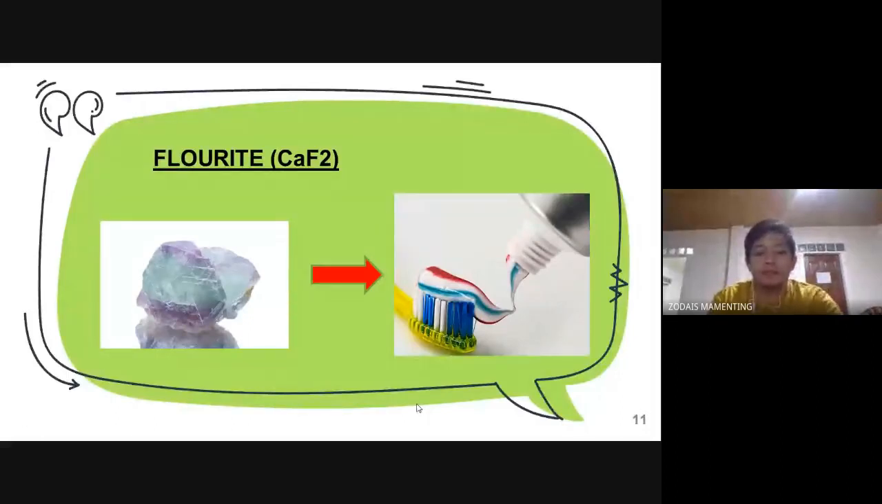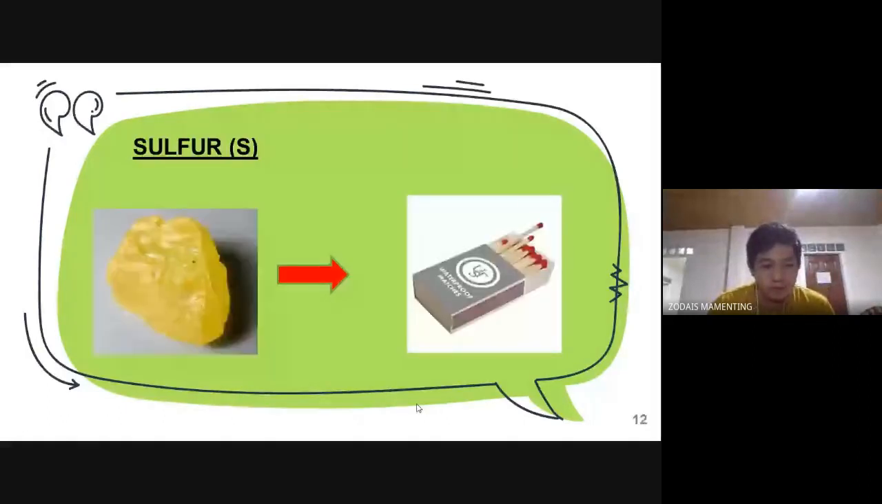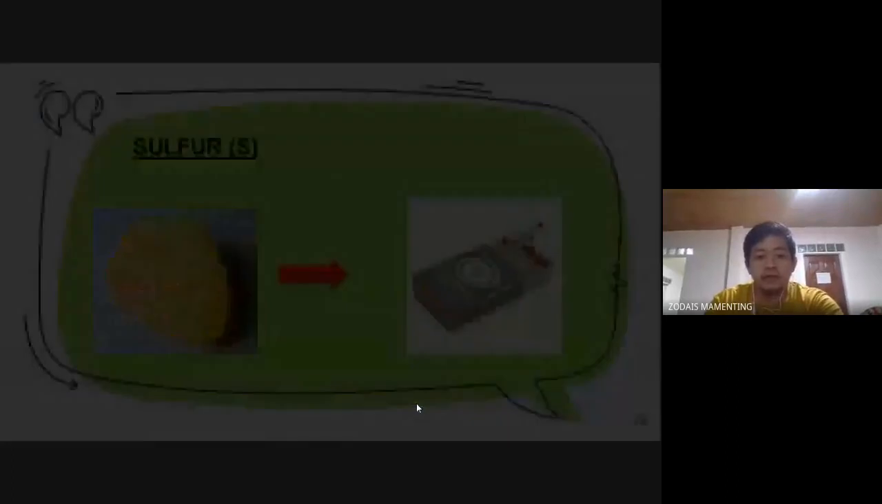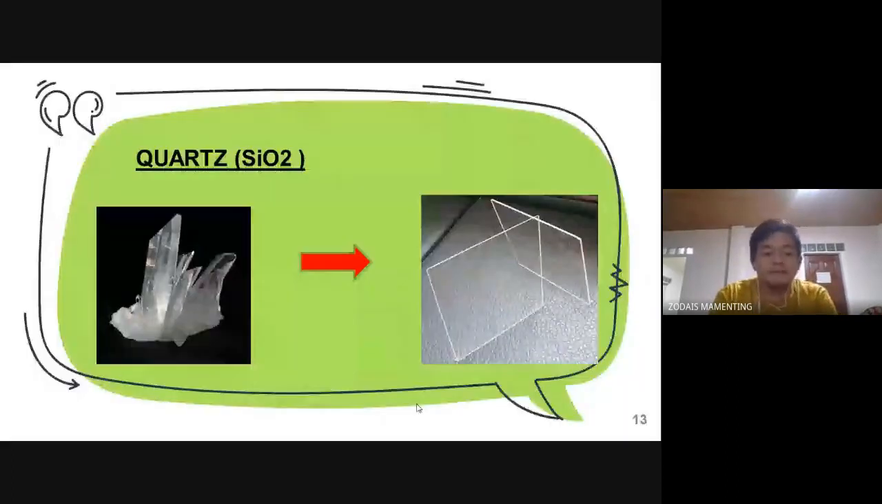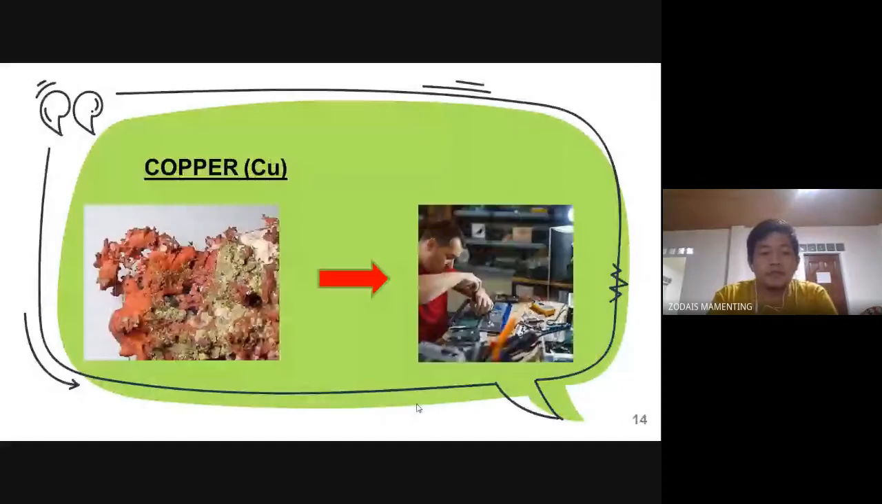Next is sulfur. The head of a match is a mixture of potassium chlorate and sulfur. Next is quartz. Next is copper. Copper is used in electricity because it is a good conductor of electricity.